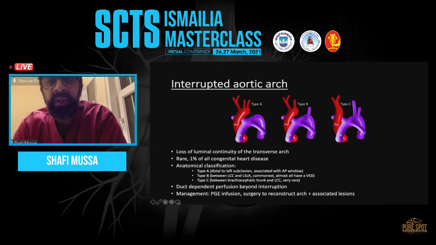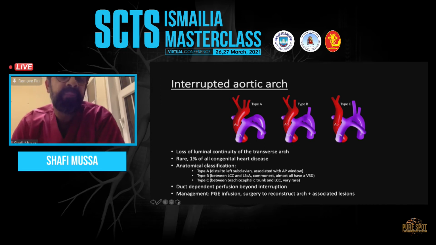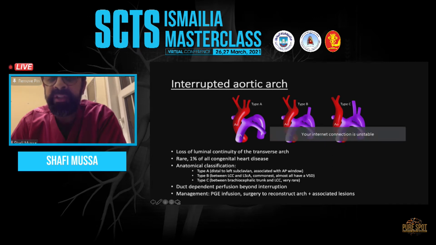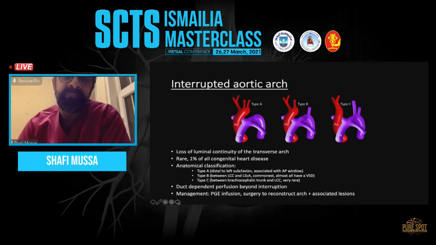In terms of management, the only way that the blood can get to the distal part of the body is through ductal perfusion. Once the child has been stabilized, the plan would be to perform surgery to reconstruct the arch and also repair the associated lesions. The reconstruction will be done very much as I've shown you before, usually either with a direct native tissue to native tissue anastomosis, having mobilized the descending thoracic aorta extensively, or with patch augmentation.